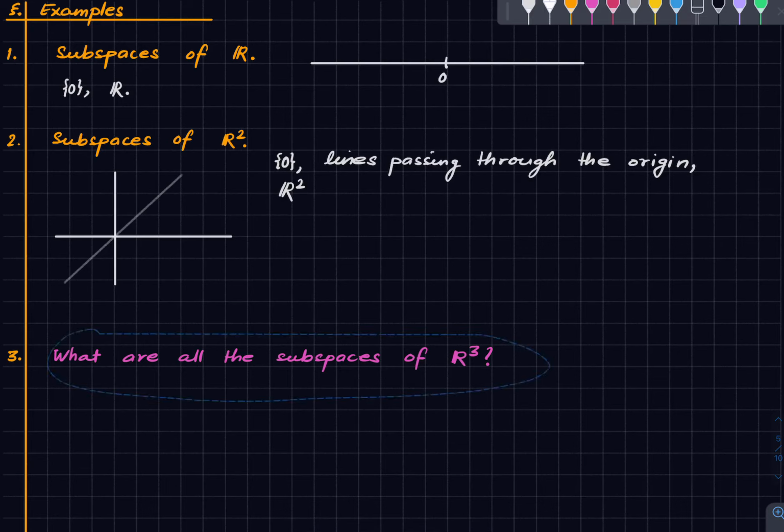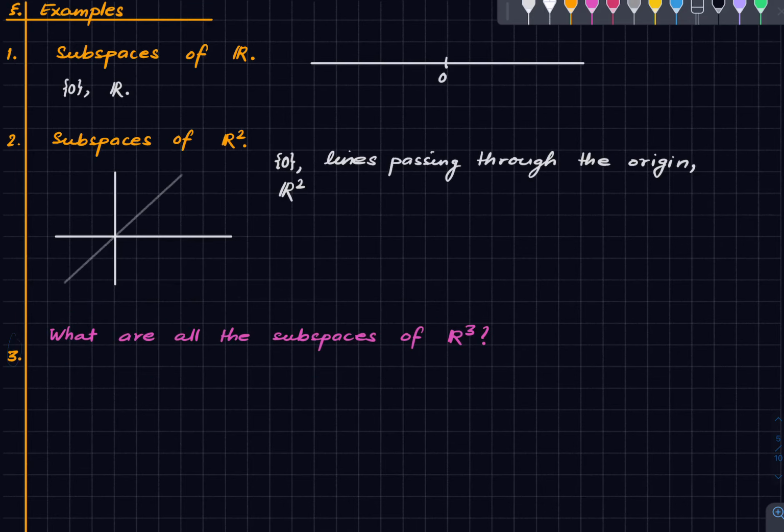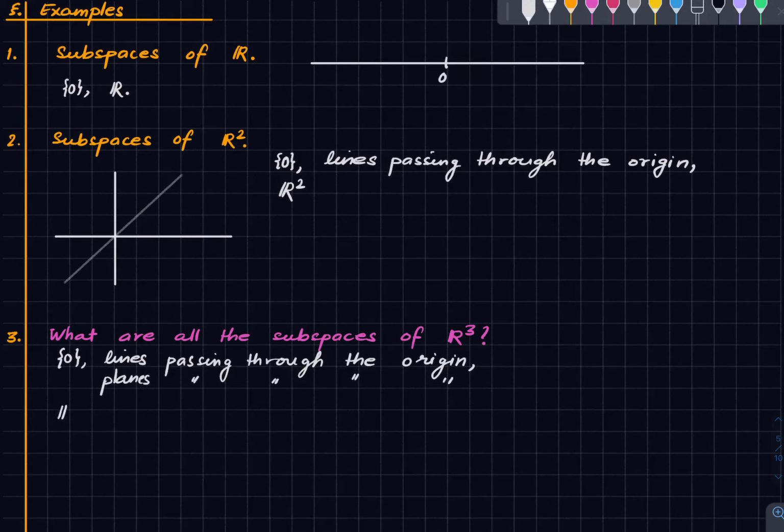Lastly, this is something that I will again not do in any detail. This will be something for you to think about. What are all the subspaces of R3? I will write down the answer, but then you'll have to justify it. So clearly the zero vector is a subspace. Then lines passing through the origin. Planes passing through the origin. And lastly, the entire thing.